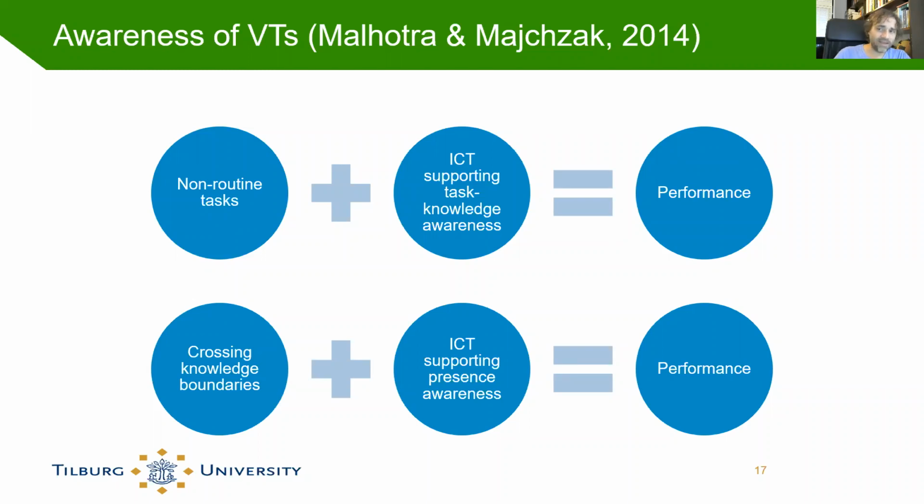And then they combine that with an interaction effect that for presence awareness works best when you cross knowledge boundaries, and task knowledge awareness works best with non-routine tasks. But to be honest, that's less interesting than a general idea that you need both to support task knowledge awareness and you need to support presence awareness.